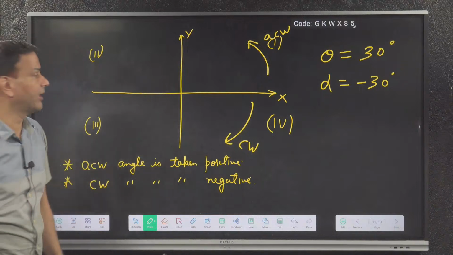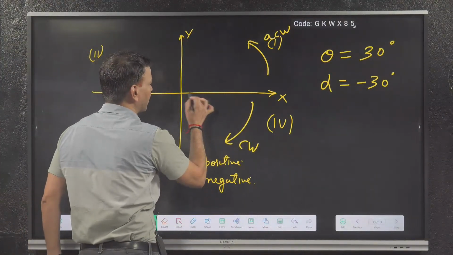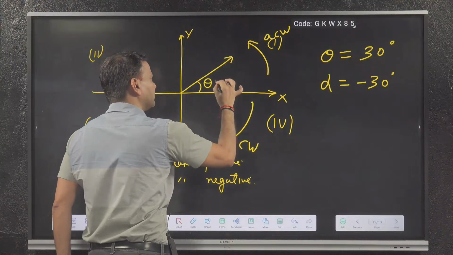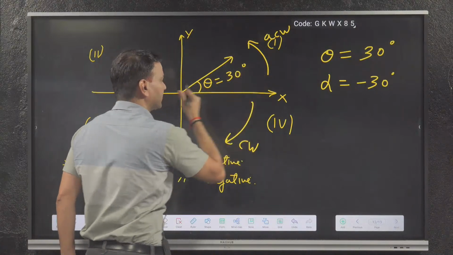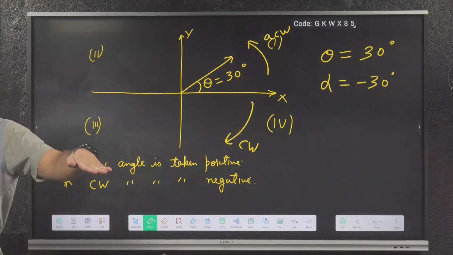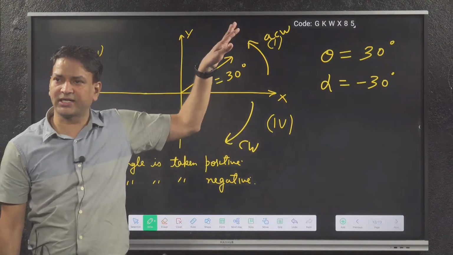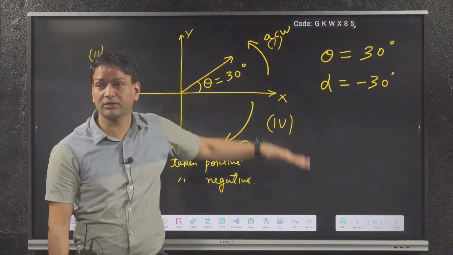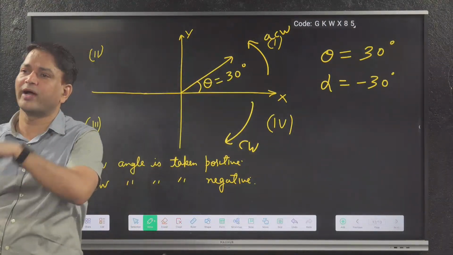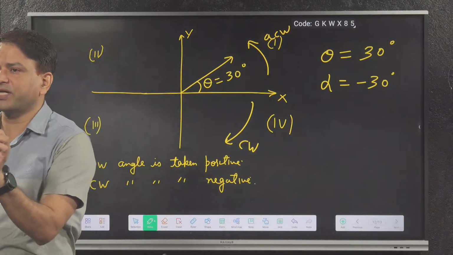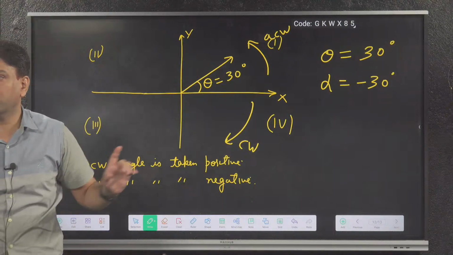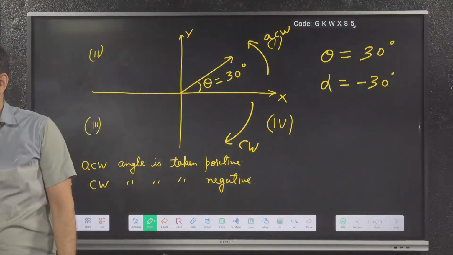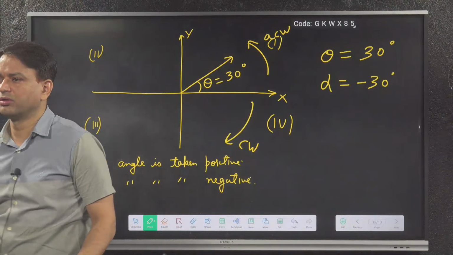So since theta is positive, it is an anti-clockwise angle. From the reference line you will go anti-clockwise 30 degrees. So this will be theta, equal to 30 degrees. Everybody got it? From the reference you go anti-clockwise. Don't think you go from somewhere else. From the reference you move anti-clockwise, by 30 degrees. So is the theta representation understood? Say yes or no.